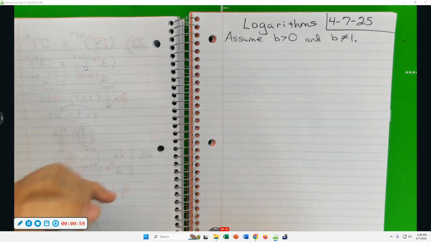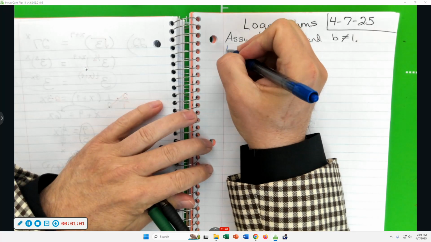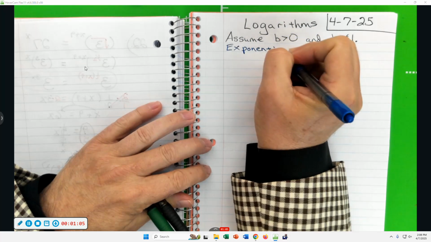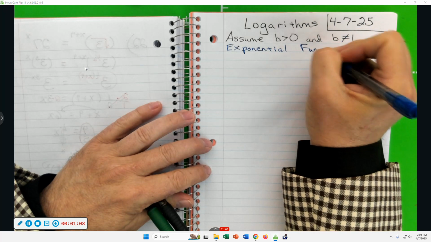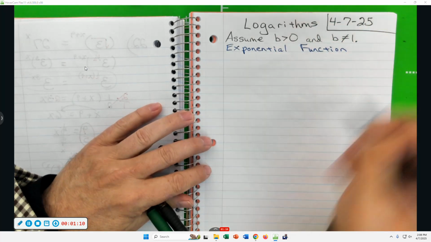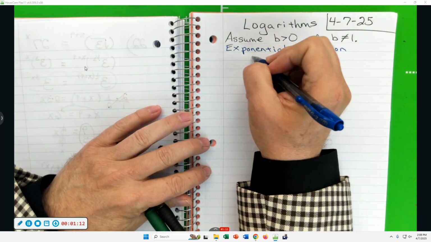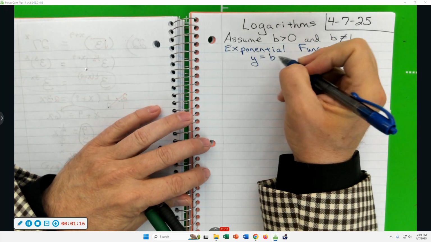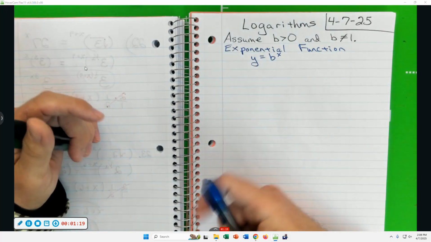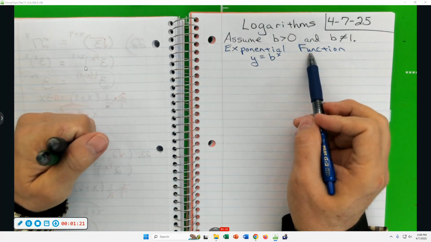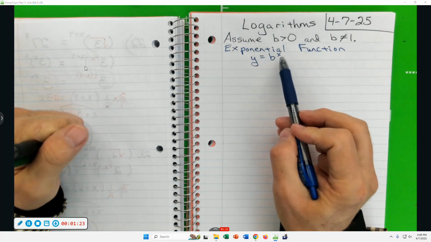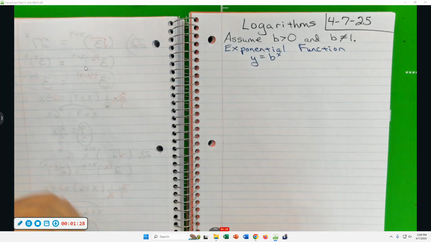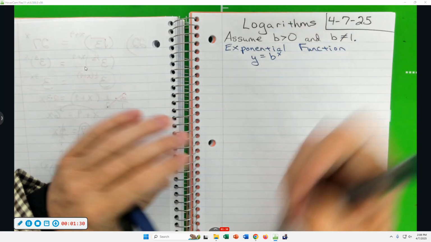Recall the last time we said an exponential function is written in the form y equals, or f of x equals, b to the x. And what's different about an exponential function is that the variable x is up there in the exponent. That's what's different. The variable is in the exponent.